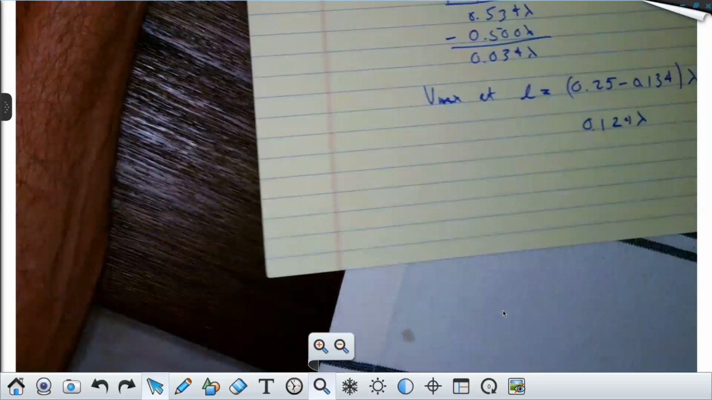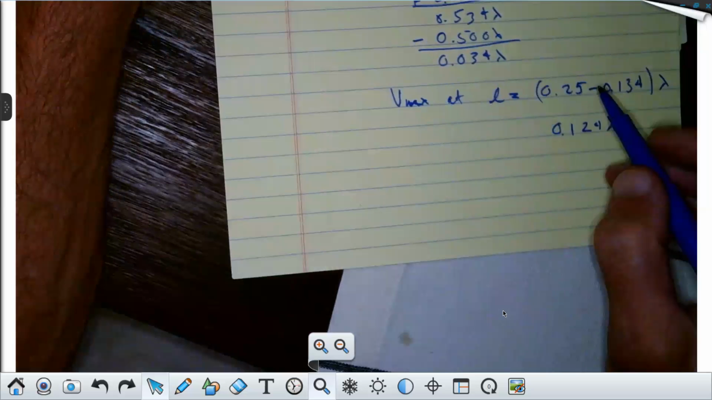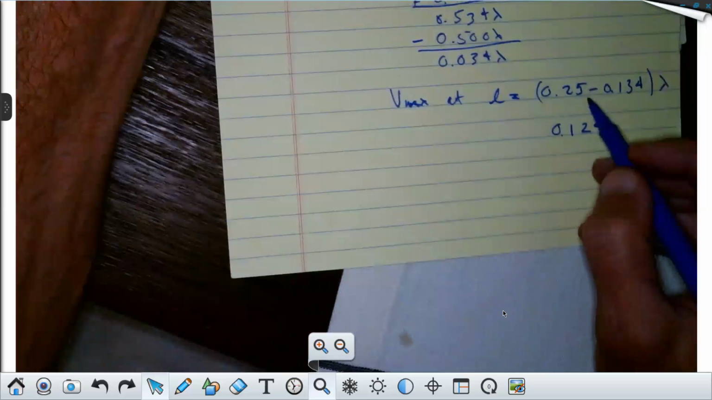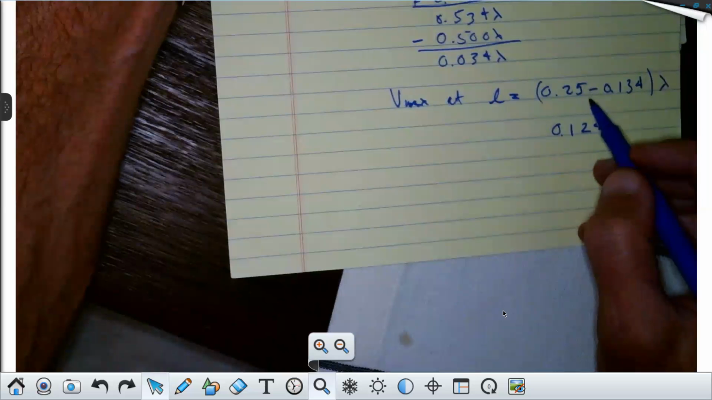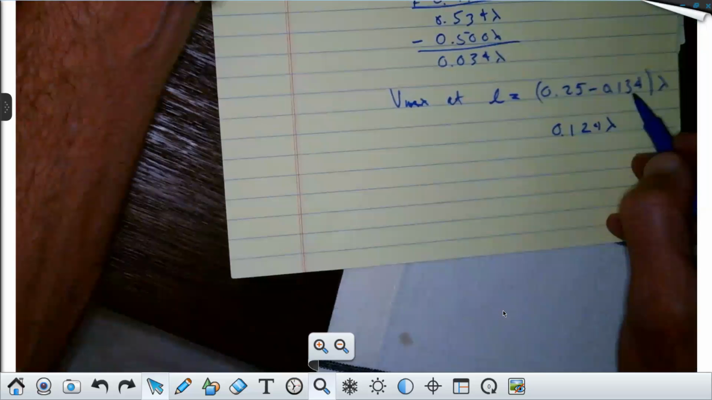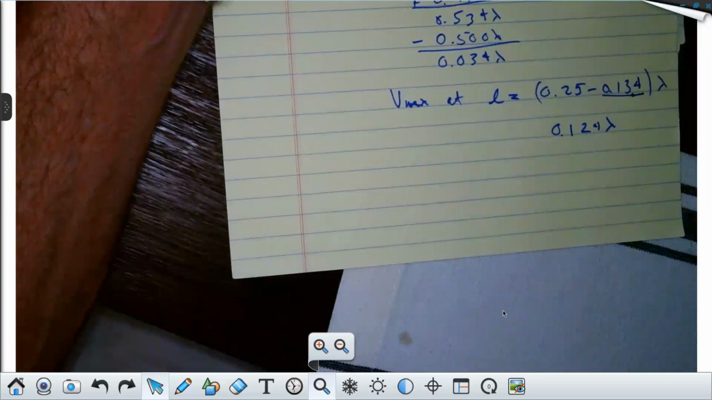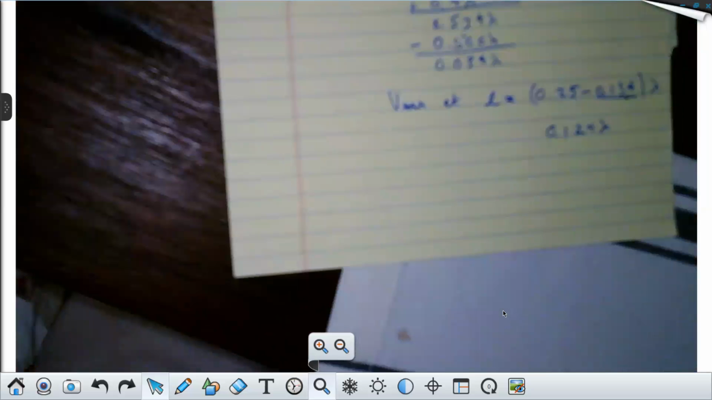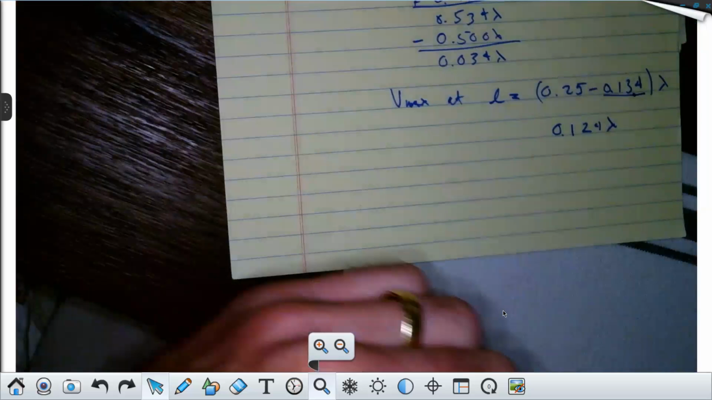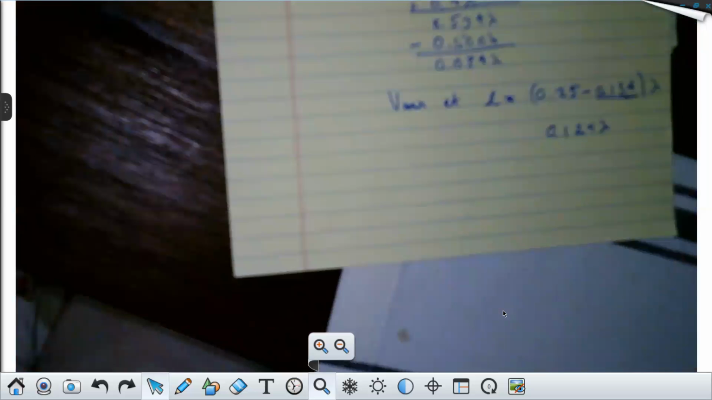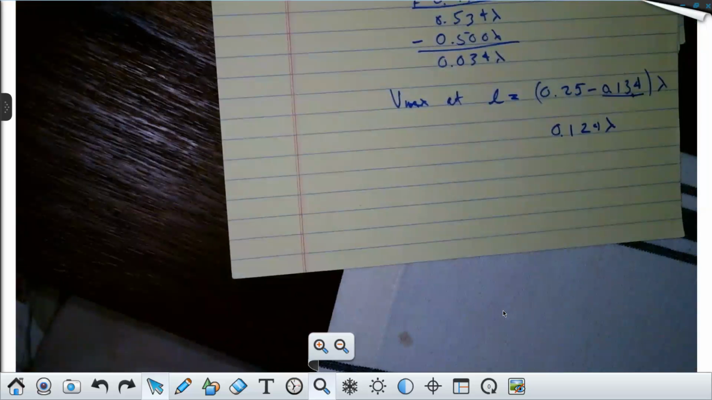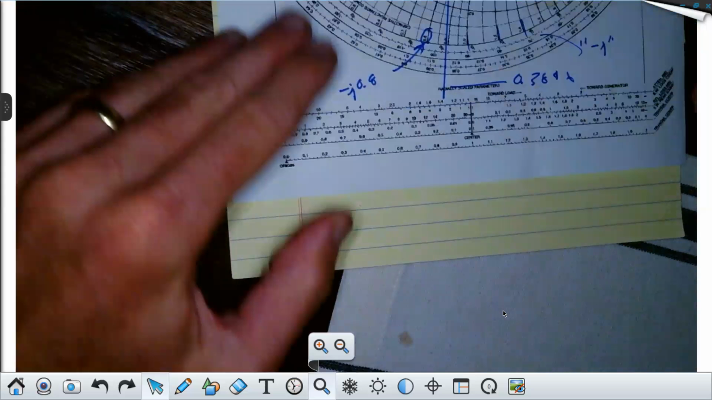So really what I'm saying is if I have 0.25, that's how far I have to go. I have to go to that mile marker, and I had to subtract the mile marker I'm from, 0.134, and that's the distance, or 0.124 lambda away, and that would be a voltage maximum. Got it, everyone? So that's a voltage maximum.